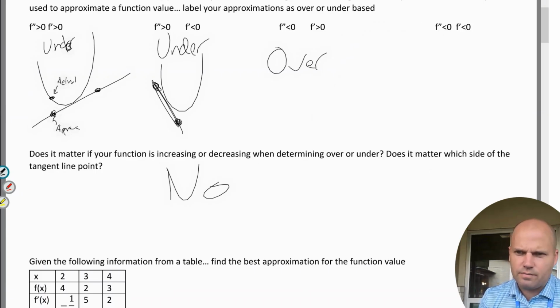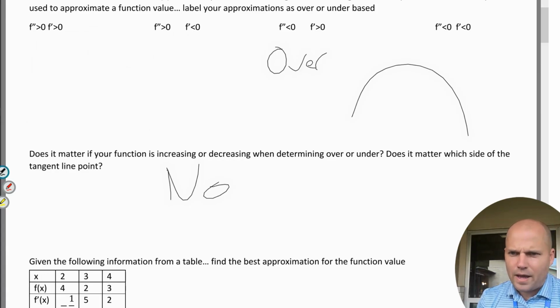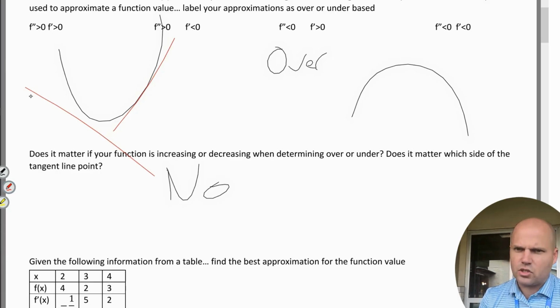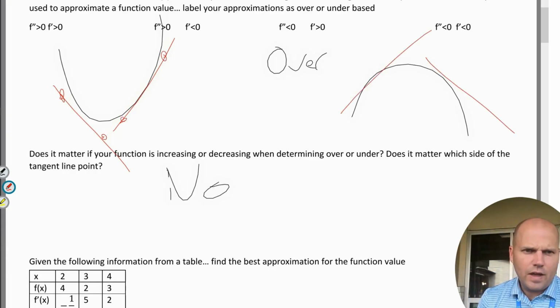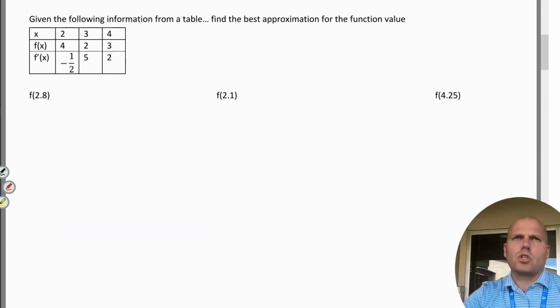If you're curving down versus curving up, no matter how you draw something curving up and a tangent line to that something curving up, it's hard to freehand tangent lines on this thing. Values are under, your approximations will be below the actuals. Here, values will be over, approximations are over. Okay.